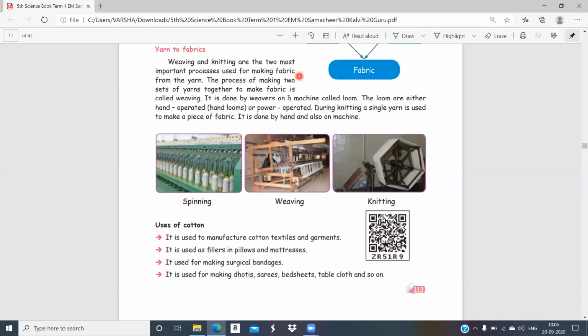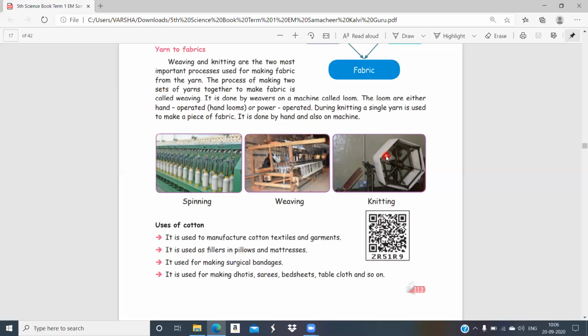Weaving and knitting are the two most important processes used for making fabric from yarn. The process of arranging two sets of yarn together to make fabric is called weaving. It is done by weavers on a machine called a loom. Looms are either hand-operated or power-operated. During knitting, a single yarn is used to make a piece of fabric. It is done by hand and also on machines.